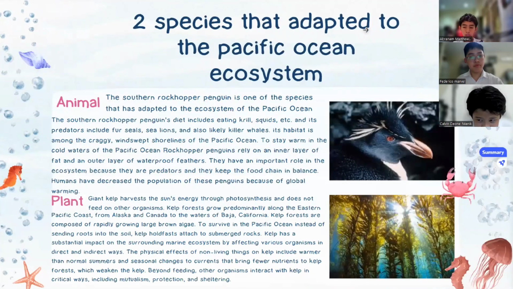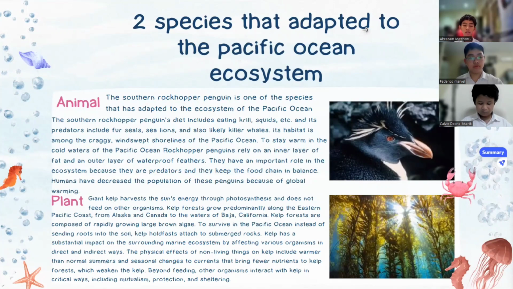We picked two species that have adapted to the Pacific Ocean ecosystem, an animal and a plant. First, we'll start with the animal. For the animal, we picked a southern rockhopper penguin, which is one of the species that live and have adapted to the ecosystem of the Pacific Ocean.